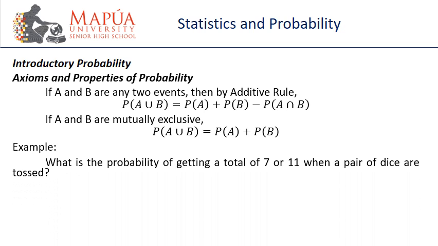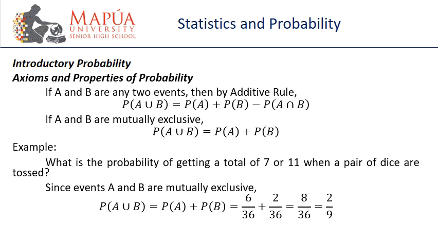So let's say, for example, what is the probability of getting a total of 7 or 11 when a pair of dice are tossed? From this example, we let the event A be getting a total of 7 and event B be getting a total of 11. Since events A and B are mutually exclusive, then the probability of A ∪ B will be equal to the probability of event A plus the probability of event B. The probability of event A is 6 over 36, and the probability of event B is 2 over 36. Getting the sum of it, it will be equal to 8 over 36, which when simplified equals 2/9.